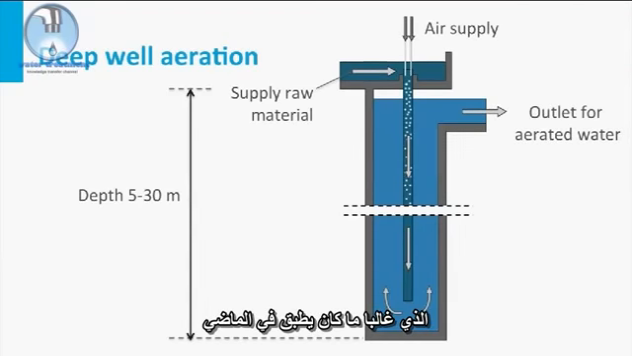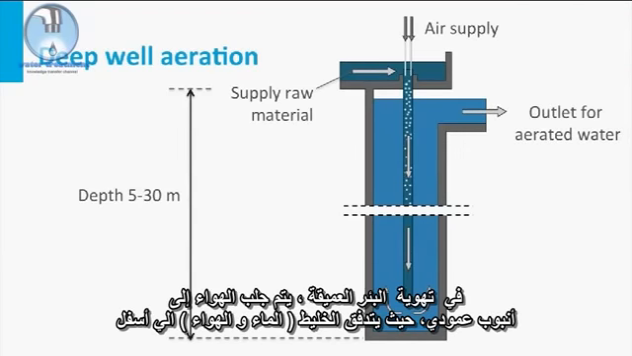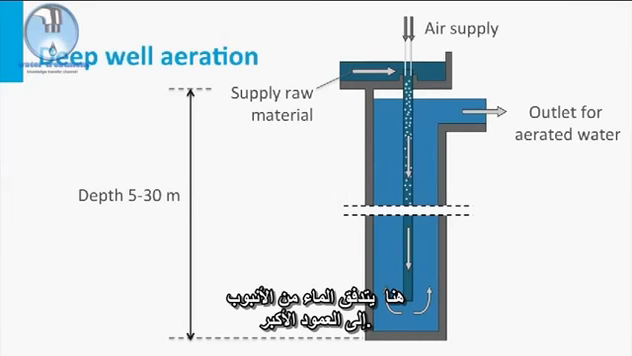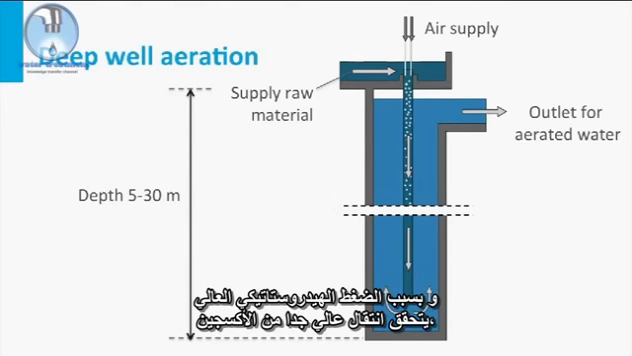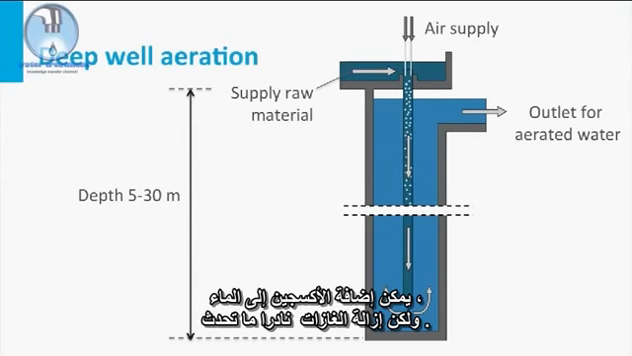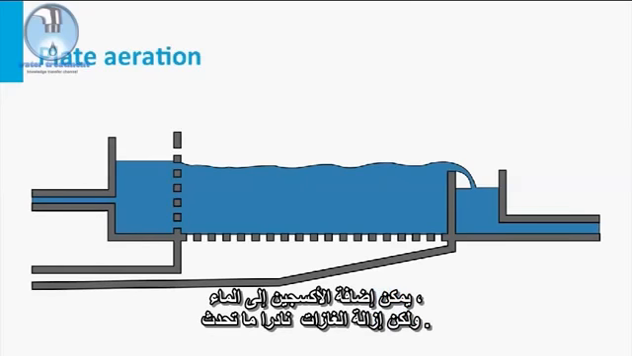For deep well aeration, air is brought into a vertical tube where the mixture flows down to a depth of 5 to 30 meters. Here, the water flows out of the tube into a larger shaft. Because of the high hydrostatic pressure, a very high transfer of oxygen is achieved within an exceptionally small space. Oxygen can be added to the water, but gas removal rarely occurs.